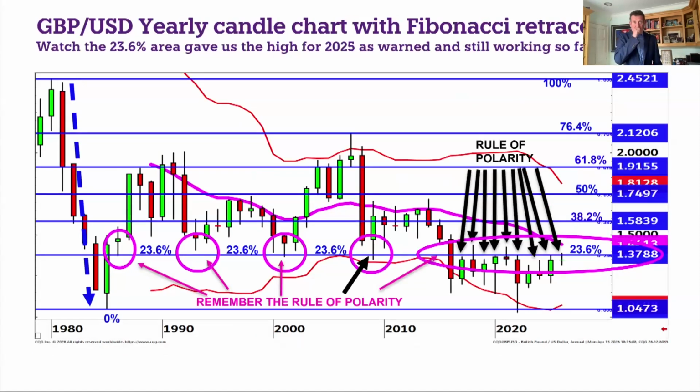Now, this chart has been a great friend to me for decades. It is the sterling dollar yearly chart, and I've had this up quite a few times over the last few years because of its importance. On this, we take the fall from 245 down to the 1 area, and every move up and down in sterling dollar since then has been controlled by these retracements.